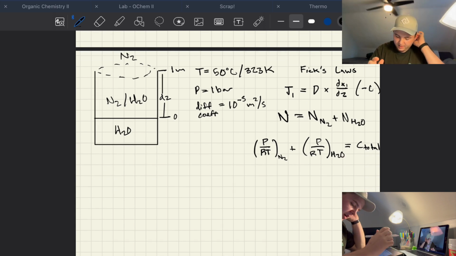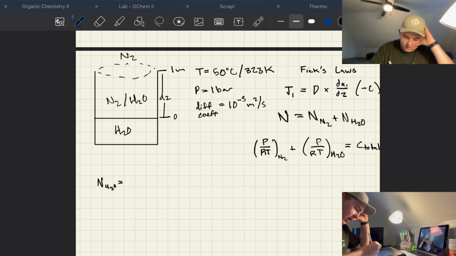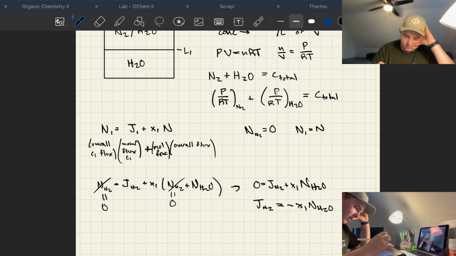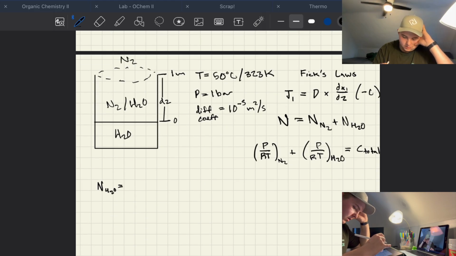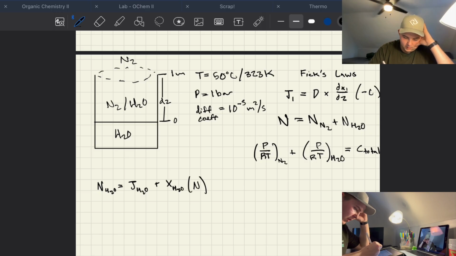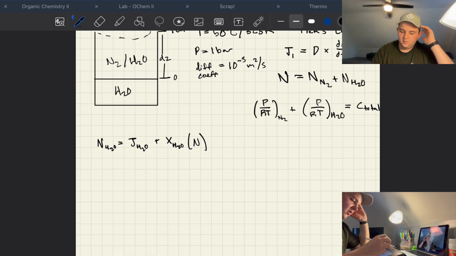So let's start with writing our balance down. NH2O is going to be equal to J1 plus X1 N, so JH2O plus XH2O N. Now what we need to do is just sub in our values, and we can start using these PV equals nRT terms.